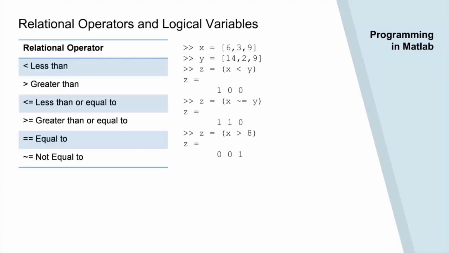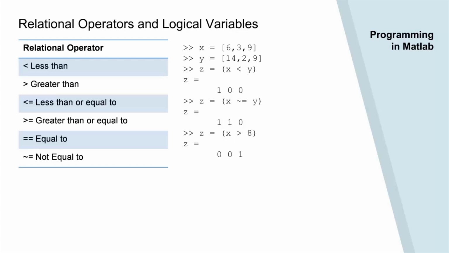Relational operators and logical variables. MATLAB has 6 relational operators to make comparisons between arrays. It has less than, greater than, less than or equal to, greater than or equal to, equal to, and not equal to. The example is shown here. I am taking a vector x with elements 6, 3 and 9 and a vector y with elements 14, 2 and 9. So both have 3 elements each.